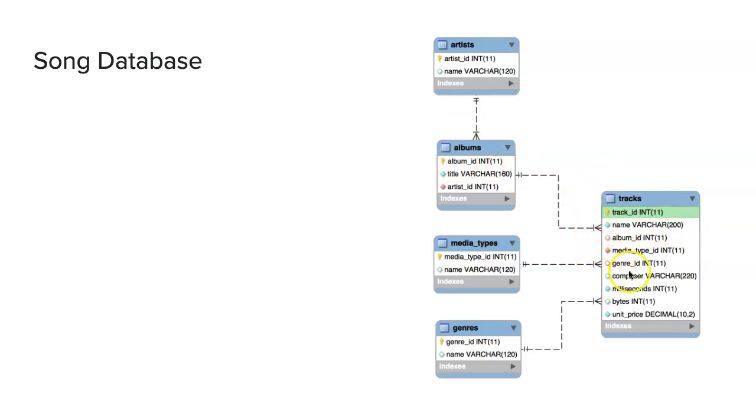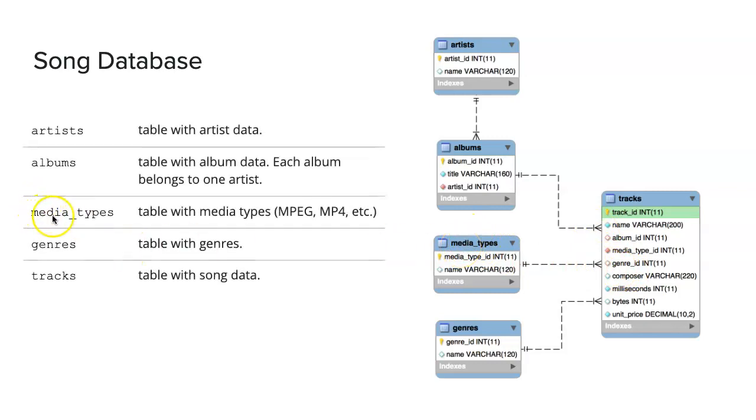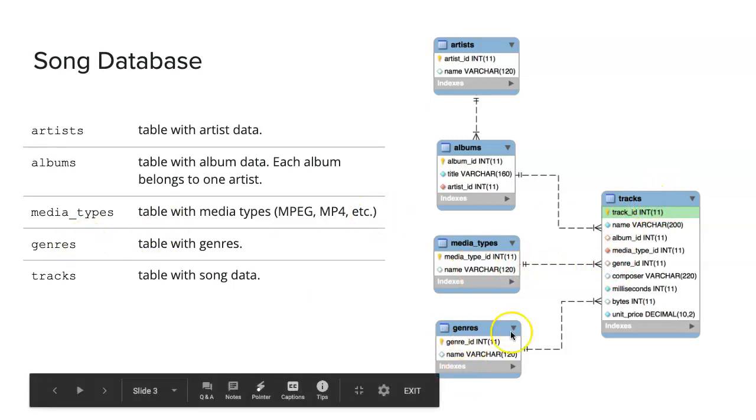Okay, let's continue down. There's media types. Media types is like, what kind of format is it? Is it an MP4, so on and so forth? So the table is normalized so that this table, all it does is keep track of the media types, and it's a one-to-many relationship with the tracks table. Genres, so there's a table with just genres, and there's a one-to-many relationship with that as well.